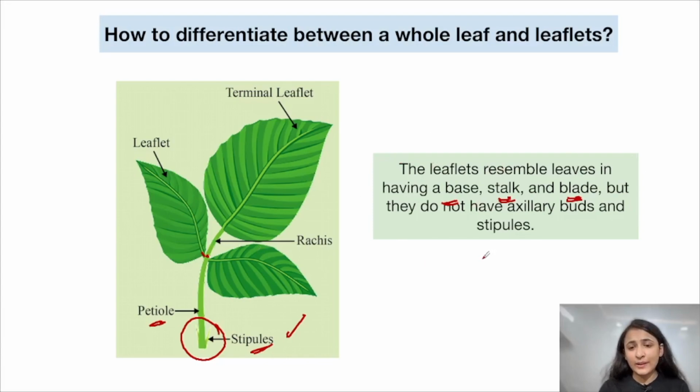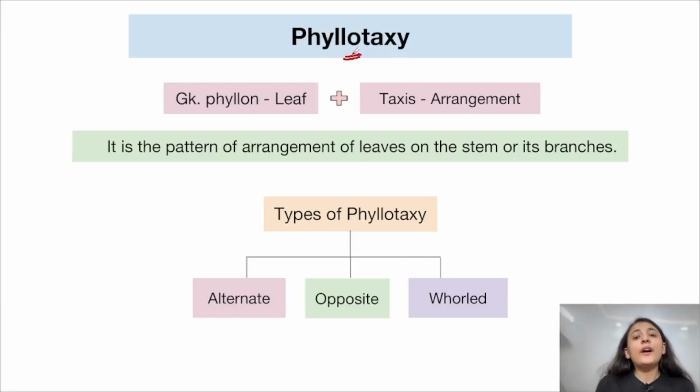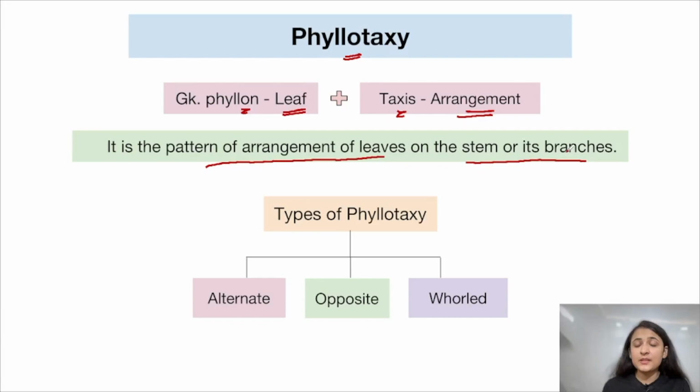So let us read this quickly. The leaflets resemble leaves in having a base, a stalk and a blade, but they do not have axillary buds and stipules. Now let's come to phyllotaxy. If we break this word down, phyllon means leaf and taxis means arrangement. So the arrangement of leaves is known as phyllotaxy. Phyllotaxy is the pattern of arrangement of leaves on the stem or its branches. How the leaves are arranged, the pattern of their arrangement, is known as phyllotaxy.